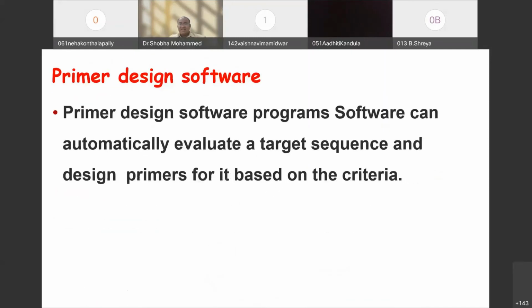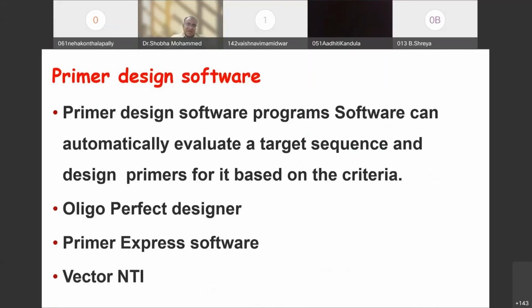Now, what are the design softwares? We have plenty of design softwares. We have a very important software called Vector NTI. You can see here the Vector NTI. So this is the software.